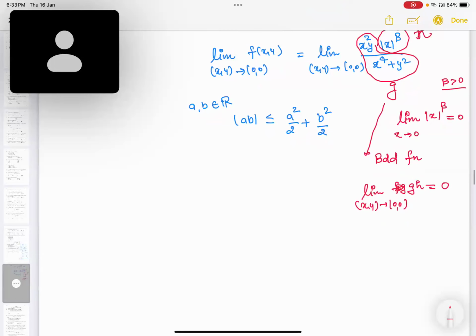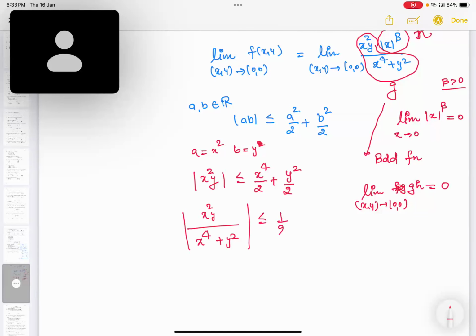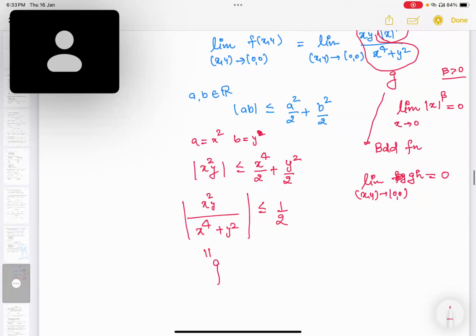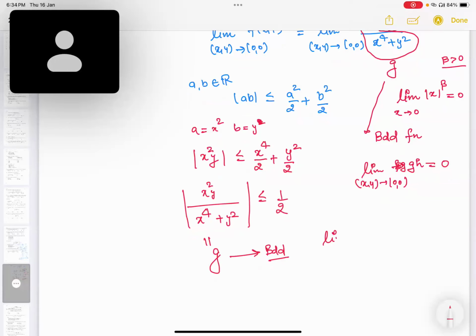Yes, okay. So now take a equals x square and b equals y square. So what will you have? x square y mod is less than or equal to x to the power 4 by 2 plus y square by 2. So what will you have on the left-hand side? x square y mod over x to the power 4 plus y square is less than or equal to 1 by 2. So this is your function z, right? This is your bounded function.